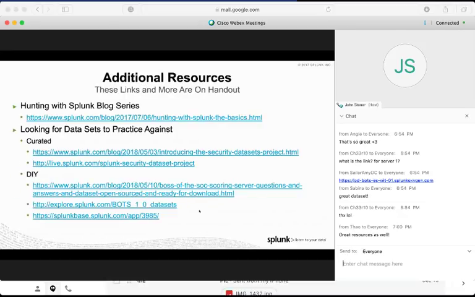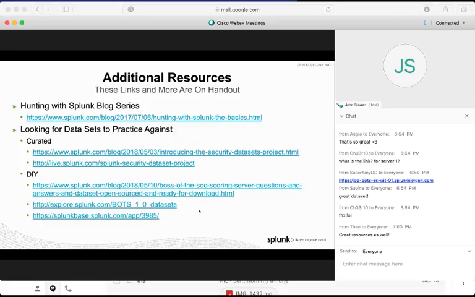Additional resources: I'll send out a link sheet. I didn't get a chance to pull it all together in time as we were making some final tweaks, but I'll send out a PDF with links to some of the things we've got out there. The first is the Hunting with Splunk blog series, which Ryan and I co-edit. We've got about 23 different blogs around hunting out there. We've been running for over a year and continue to add to that, and we'll send you a link so you can check those out.